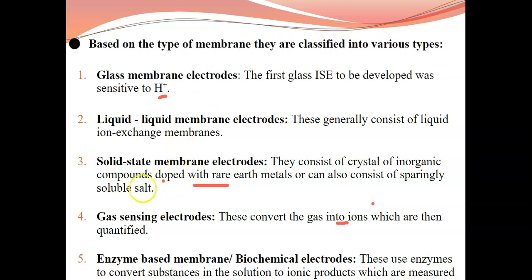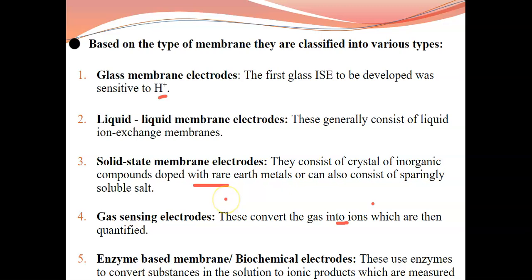And in this session, we are going to see the solid state membrane electrode, gas sensing electrode, and enzyme based membrane electrode, and how exactly they operate. Also, these are ion selective electrodes. These are the type of indicator electrodes whose potential value is going to vary depending upon the concentration of the specific ions present in the solution.